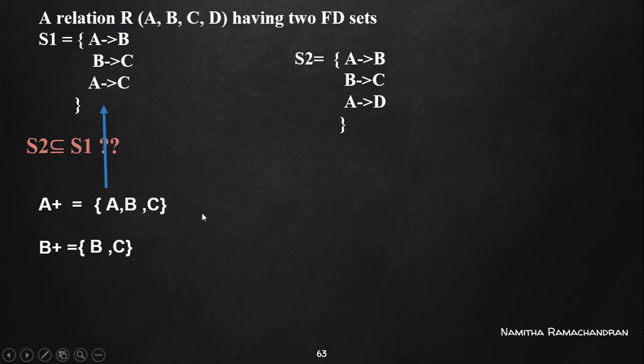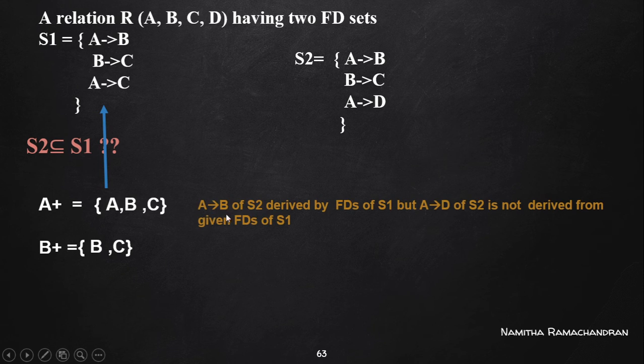So we can stop right now and conclude that A implies B of S2 is derived with the help of dependencies of S1, but A implies D of S2 can't be. So we don't want to continue further. We can conclude that this statement is not valid for the given sets. So S2 subset of S1 is not holding here. That means S1 is not a cover for S2.